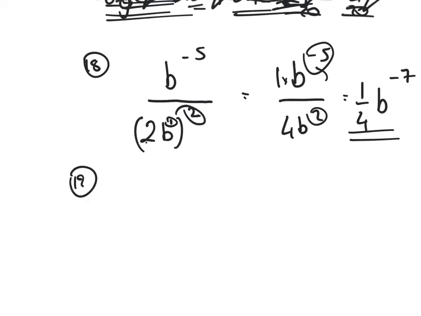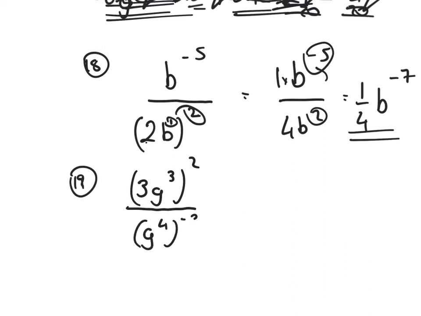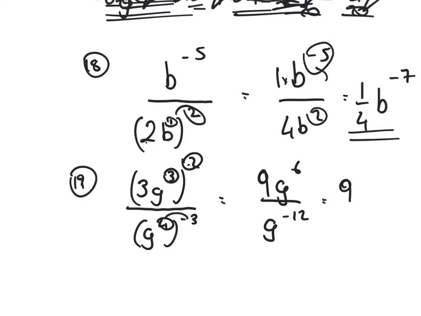Example 19. We've got 3g cubed all squared divided by g to the 4 brought to the power minus 3. Okay, so let's do the top first of all. 3 squared is 9, and 2 times 3 is 6, that's 9g to the 6, divided by 4 times minus 3 is minus 12, so that's g to the minus 12. This is then rule 2, so we're going to subtract the powers because we're dividing. 6 minus minus 12 is 6 plus 12, that's 18, 9g to the 18.